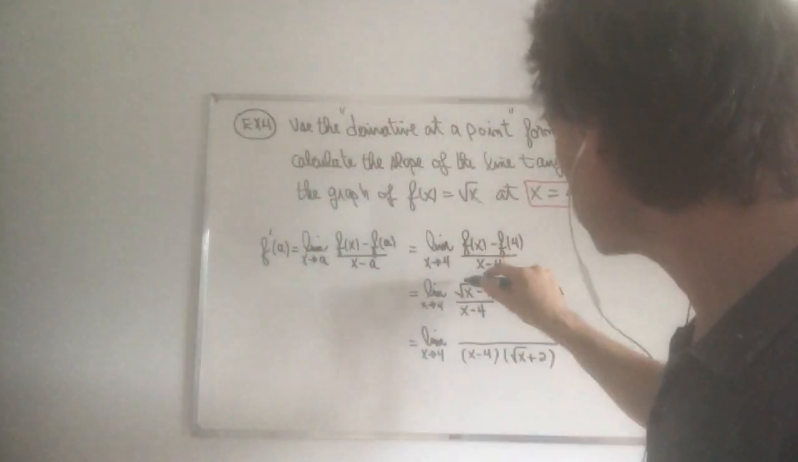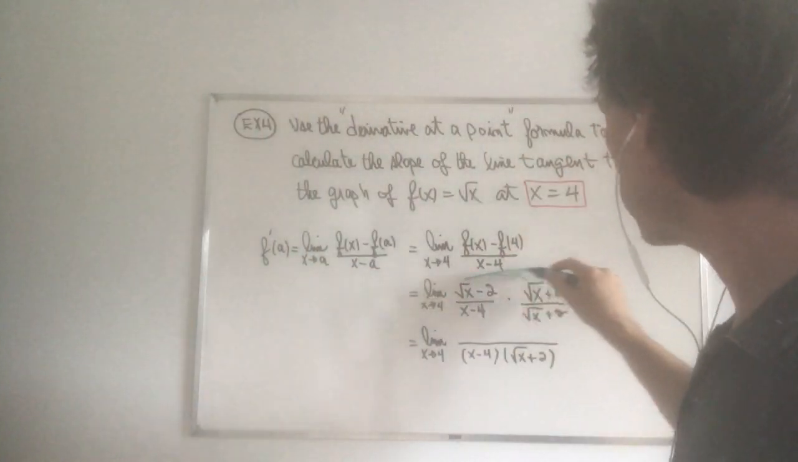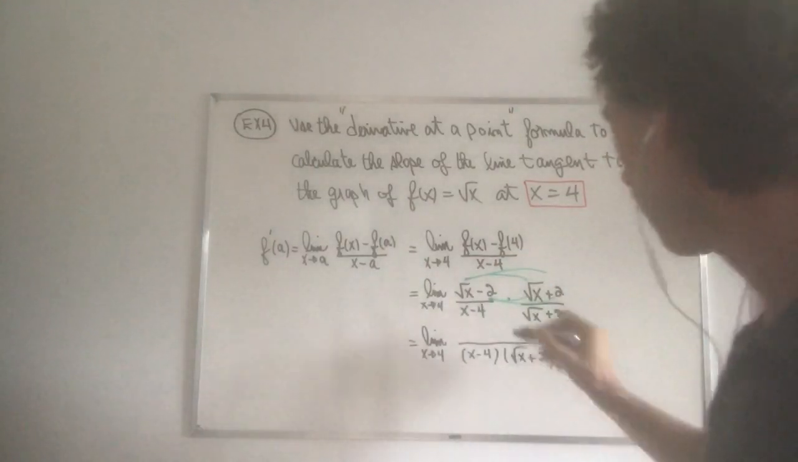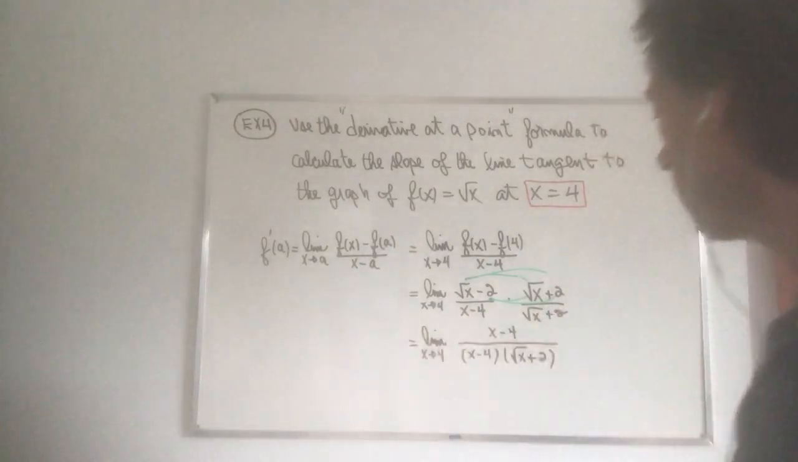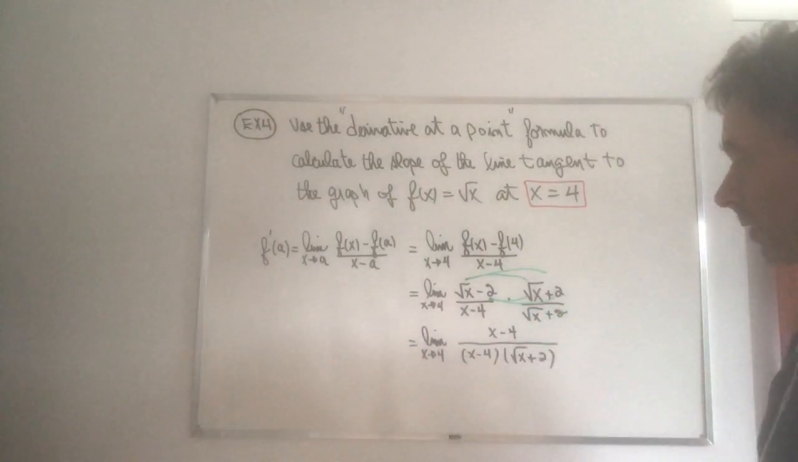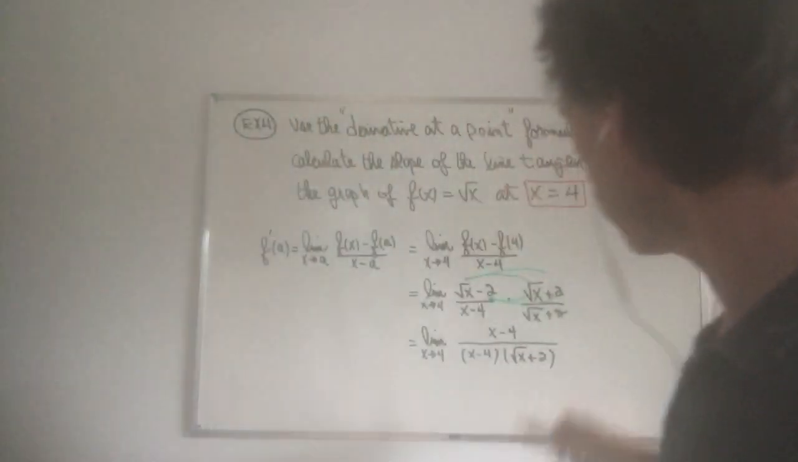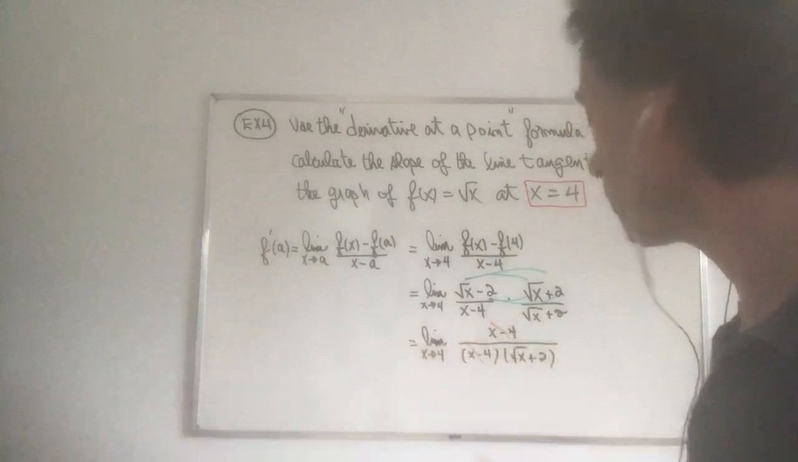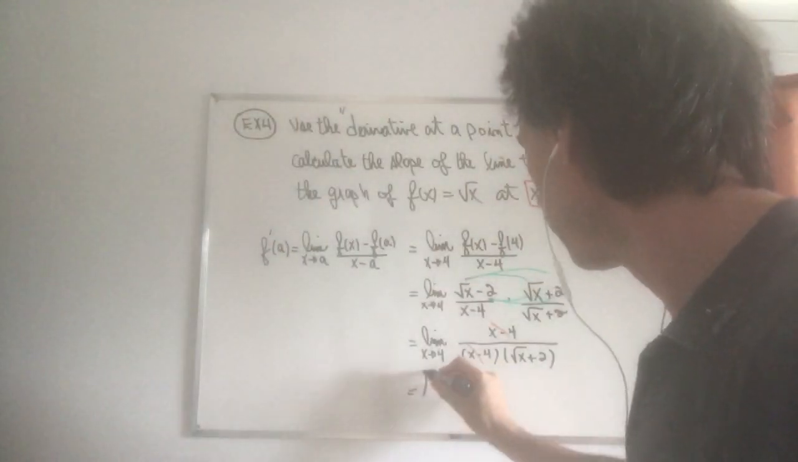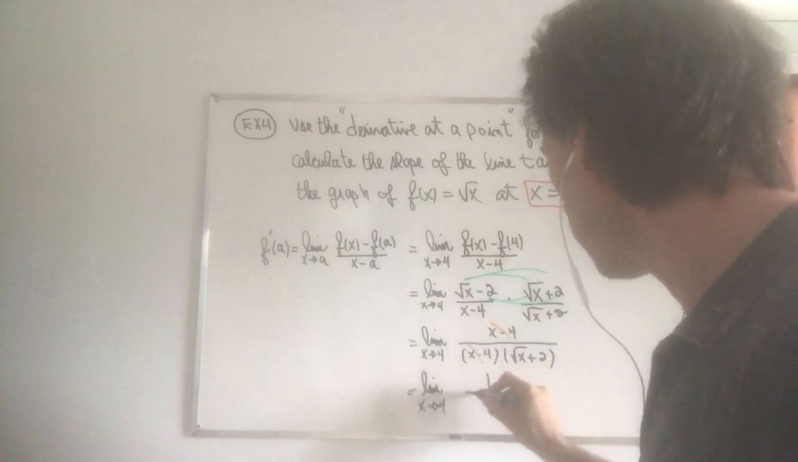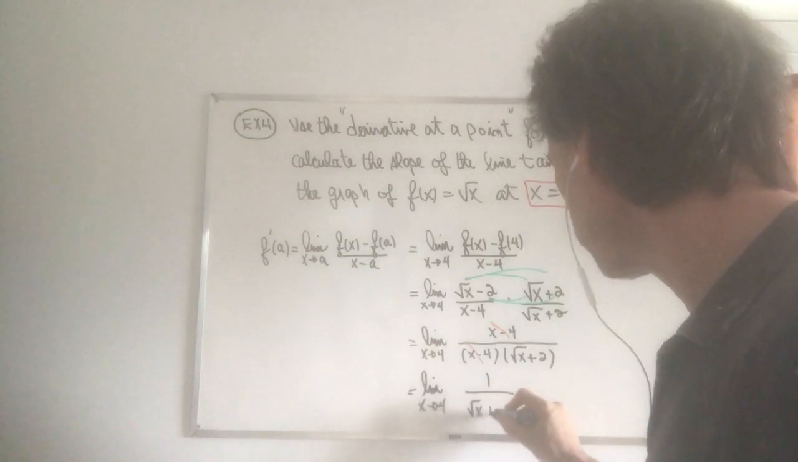So vamos. Root x times root x. That is x. The middle terms cancel. And then I'm going to get minus 4. Now I'm going to get x plus 2 root x minus 2 root x minus 4. And of course, this goes away. And we are left with the limit as x approaches 4 of just this 1 over the root of x plus 2.